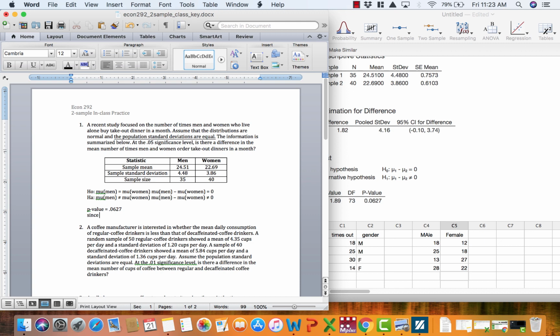All right, so what is our decision? So since 0.0627 is greater than 0.05, we fail to reject the null, right? So when the p-value is greater than alpha, we fail to reject the null hypothesis.